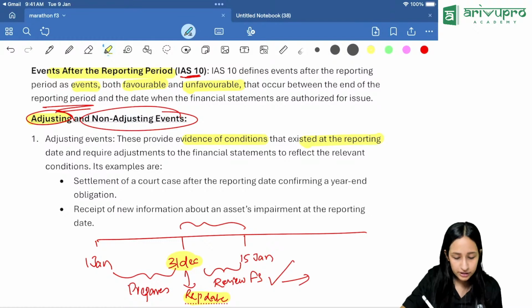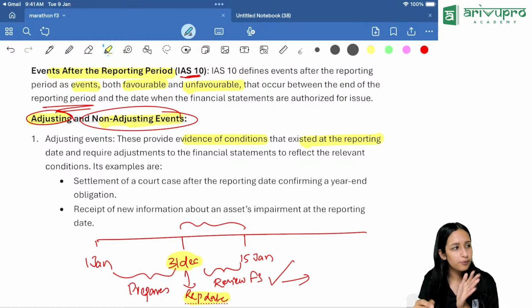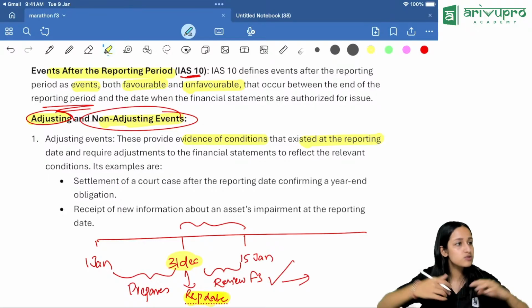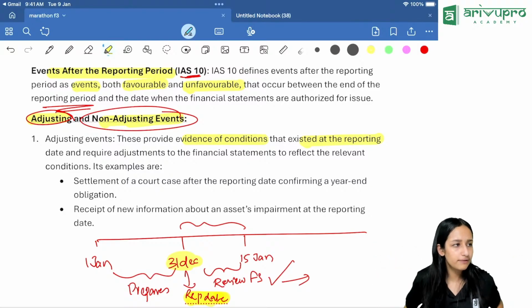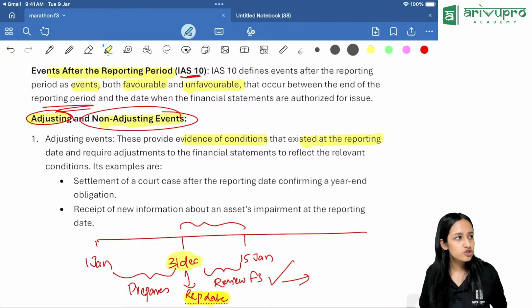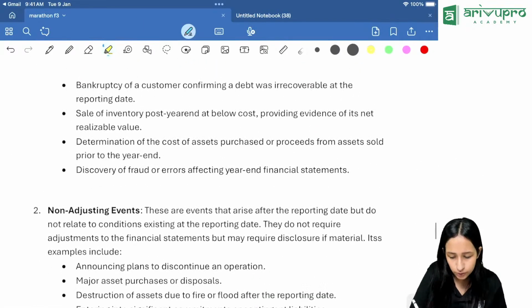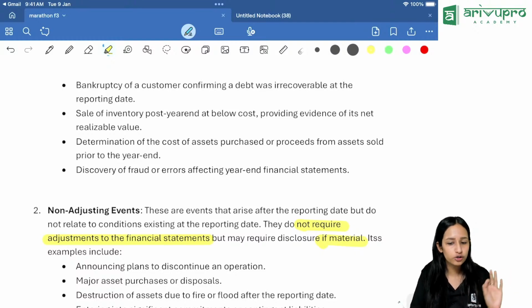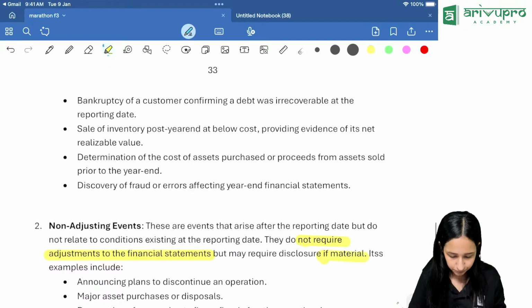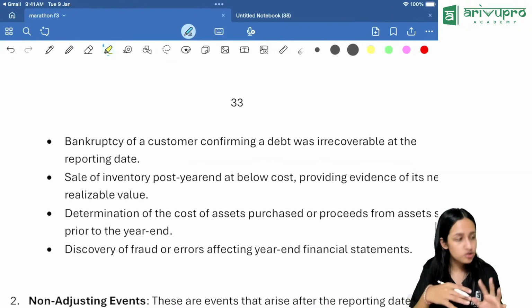Got it? If it is a non-adjusting event, that means on the reporting date, 31st December, you did not know that this could happen. Something like after 31st December, let's say on 5th Jan, there's a flood or tsunami or whatever. You could not have predicted that, correct? So that becomes a non-adjusting event. Whenever there is a non-adjusting event, you cannot do anything. You do not have to adjust your financial statements. But if it is a big amount, if it's a material amount, you will show it in your notes. That's it. Got it? So these are a few examples of what adjusting events could be.